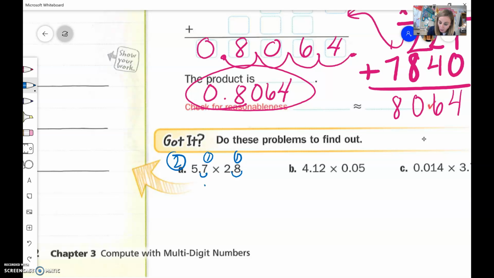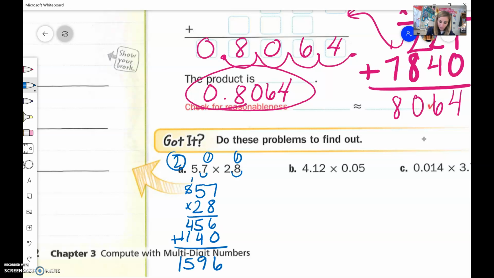Now I'm going to go ahead and multiply 57 times 28. 8 times 7 is 56. 8 times 5 is 40, plus 5 is 45. Put my 0 down. 2 times 7 is 14. Carry the 1. 2 times 5 is 10, plus 1 is 11. And I'm going to add it up.